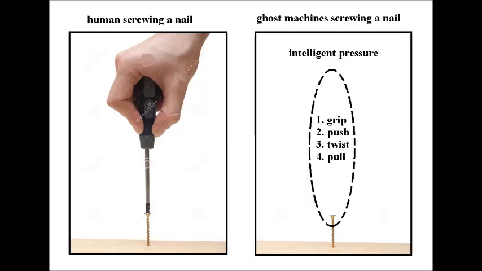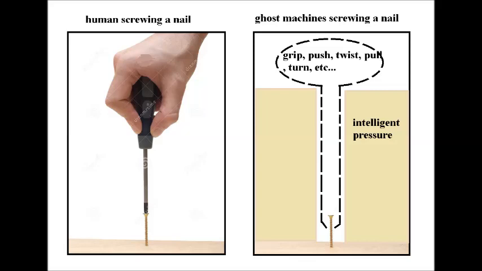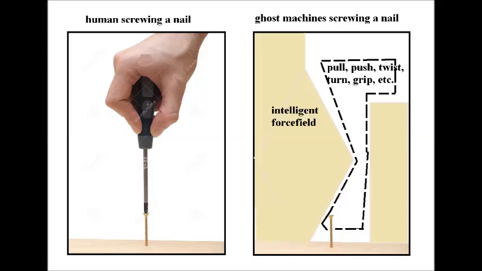If a goal is to screw a nail, a ghost machine has to do this according to the empty space available. An intelligent force field is created and it can come in different sizes and shapes. This force field can perform the following actions: hold, grip, push, twist and pull the nail.